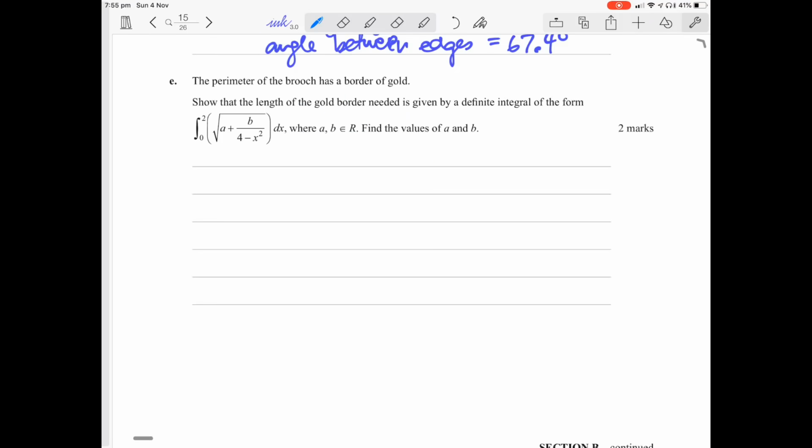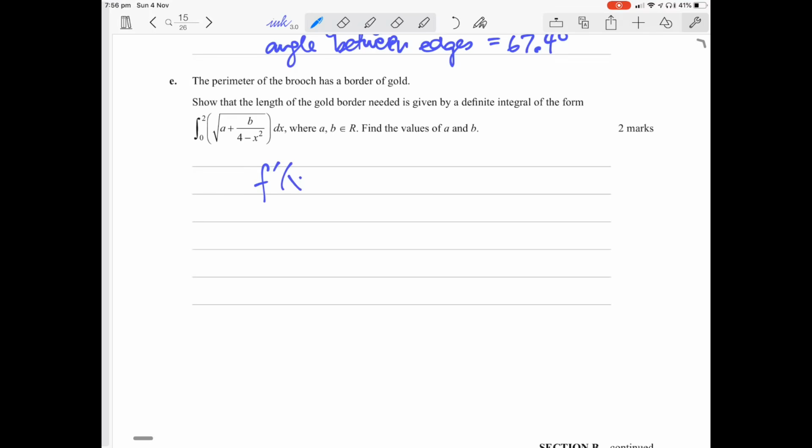Okay, the perimeter of the brooch is a border of gold. Show the length of the gold needed by a definite integral of the form 0 to 2, that, where A, B are real numbers. Find the values of A and B. Show the length of gold border. The perimeter of the brooch has a gold border. Okay, so we're going to have to use arc length.